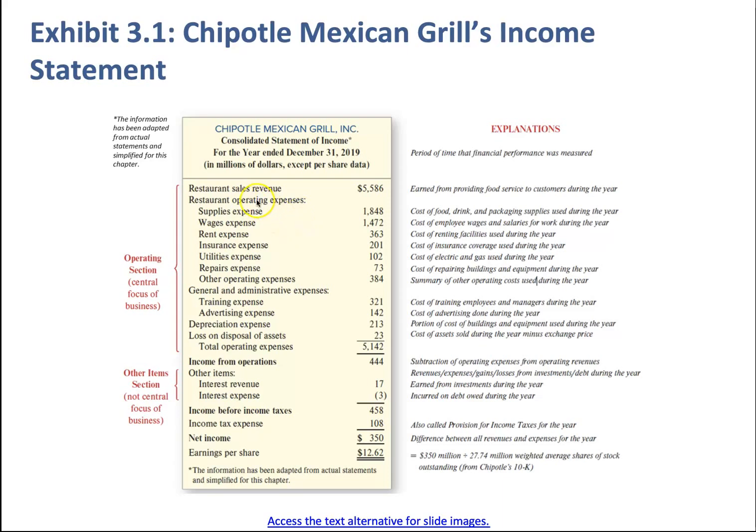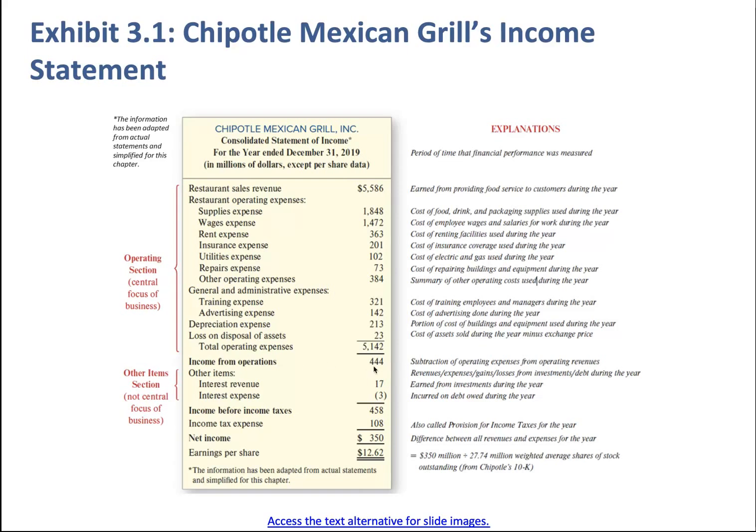All right, so revenue minus all these operating expenses equals income from operations. So revenue minus all the expenses added up, total operating expenses: 5,586 minus 5,142 equals 444. You will see there is a single line underneath this loss on disposal. It means that we are adding everything above up. The number underneath the single line is the subtotal. And this 444 is under a thicker line, which means this is the grand total for this operating section. 444 equals the revenue minus the total operating expenses.